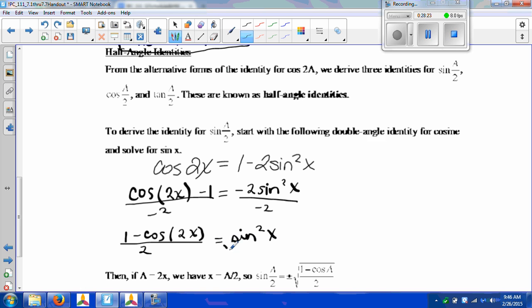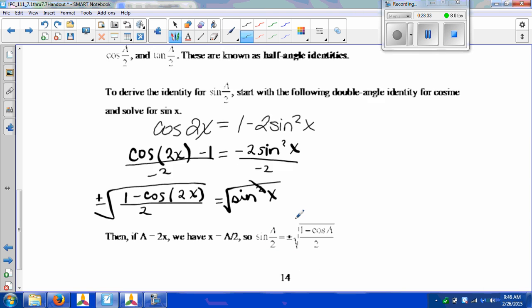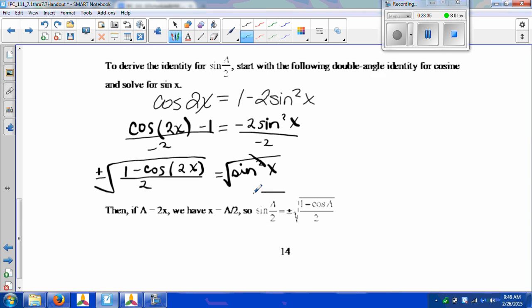And then I'm going to take the square root of both sides, and whenever you take the square root of a square, you put plus or minus. So that's it. That's the half angle identity for the sine. So that's the sine of a over 2.